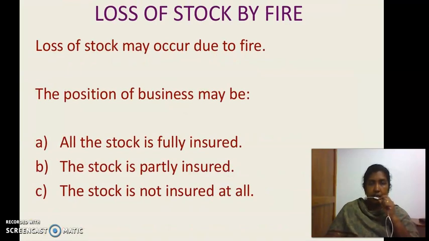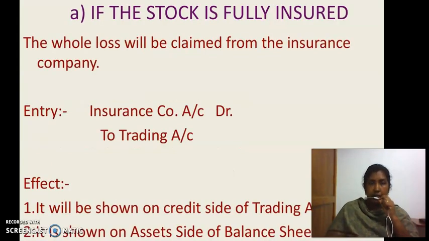Next one is loss of stock by fire. Loss of stock may occur due to fire. The position of the business may be that the stock is fully insured, the stock is partly insured, or the stock is not insured at all. First case, if the stock is fully insured, the whole loss will be claimed from the insurance company. The accounting treatment is insurance company account debit to trading account. The effect will be shown on the credit side of the trading account, and another one is shown on the asset side of the balance sheet.